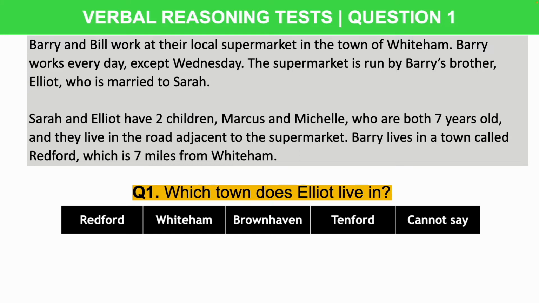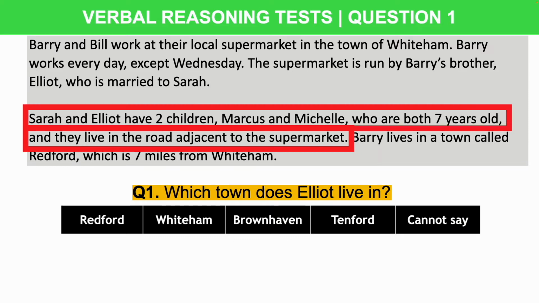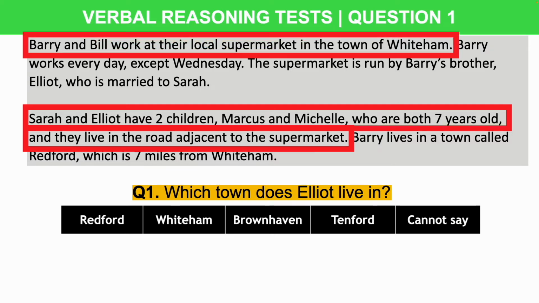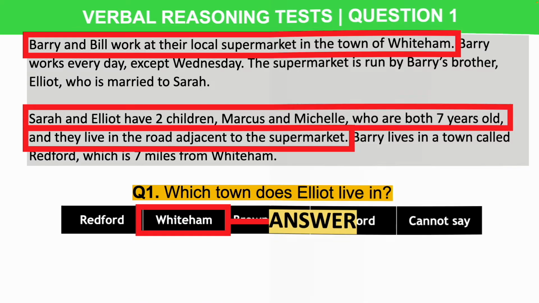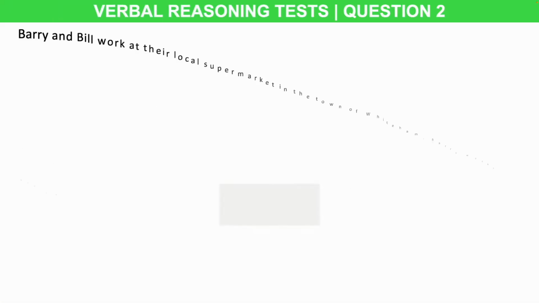Well, when it comes to questions like this, it involves a simple process of elimination. In the second paragraph, we are told that Sarah and Elliot live adjacent to the supermarket. And in the first paragraph, we are told that the supermarket can be located in the town of Whiteham. Therefore, Elliot must also live in Whiteham. So the correct answer there was Whiteham. Let's now take a look at another question based on this passage.